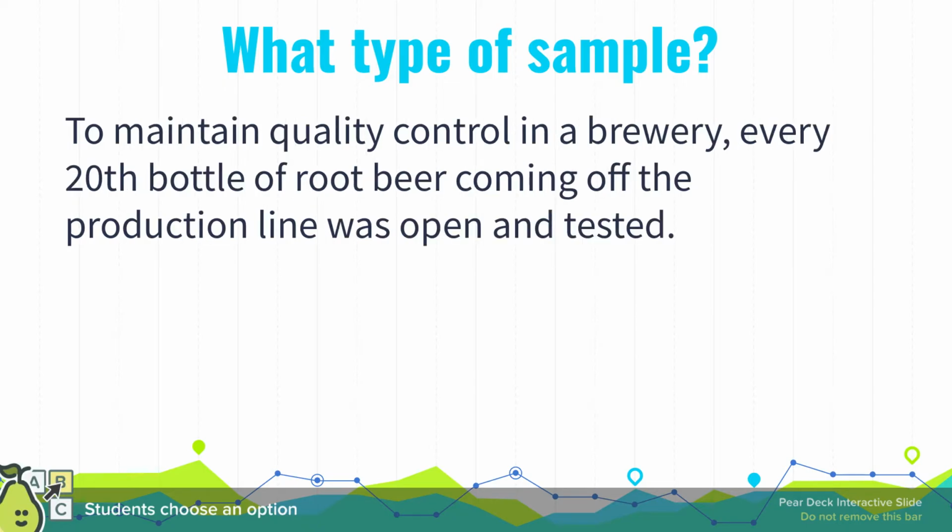To maintain quality control in a brewery, every 20th bottle of root beer coming off the production line was open and tested. So we're talking about every 20th bottle. This is going to be considered systematic. Systematic is where we choose a specific number, and we're going to choose every 5th, every 7th, something like that. So you're going to see that in the problem.